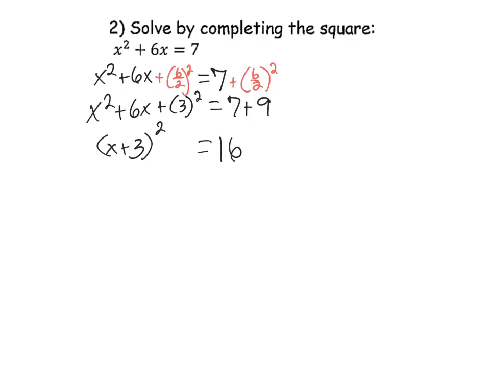Square root both sides, right? X plus 3 equals 4. X plus 3 equals -4. The square root of 16 has two answers. It's 4 and it's -4. What are my two answers? What are my two x's?